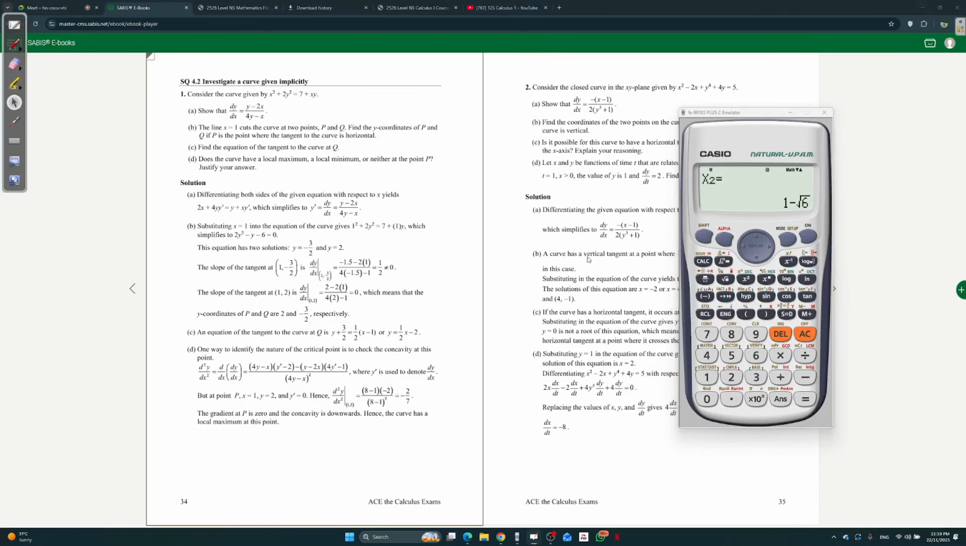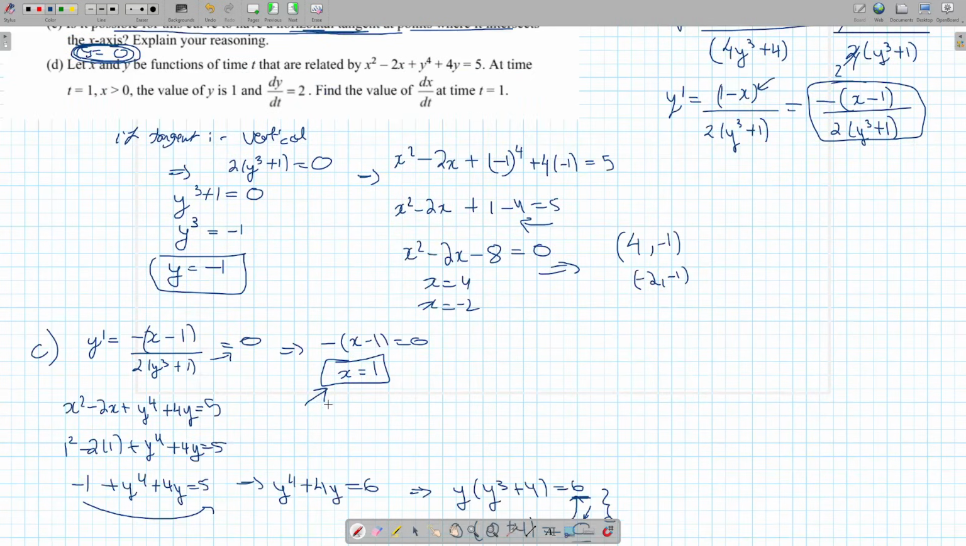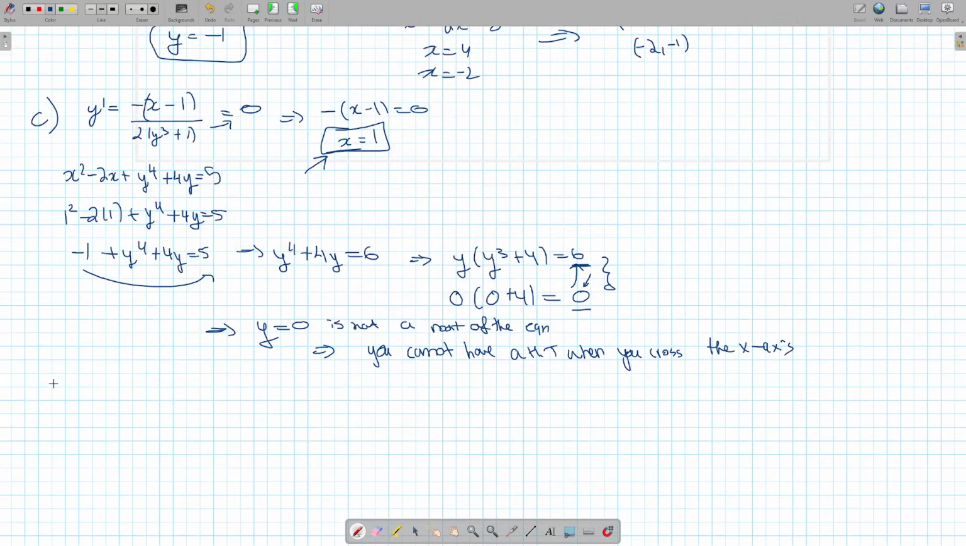I didn't read the solution here, so I'm doing my own calculation. Let's try another method. We agreed that it intersects the x-axis, so y should be 0, and we know that x is equal to 1. So in other words, (1, 0) should satisfy the original equation, x squared minus 2x plus y to the power 4 plus 4y equals 5.